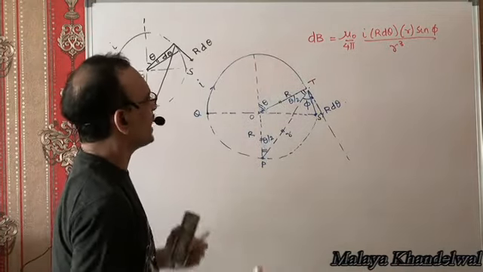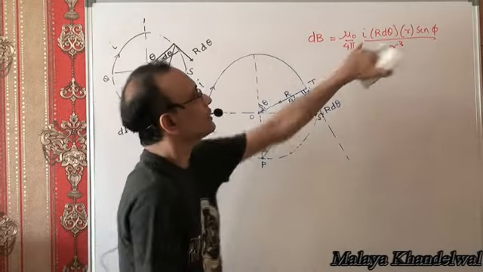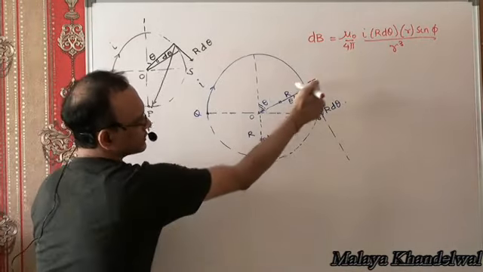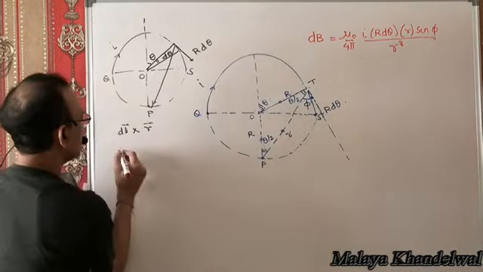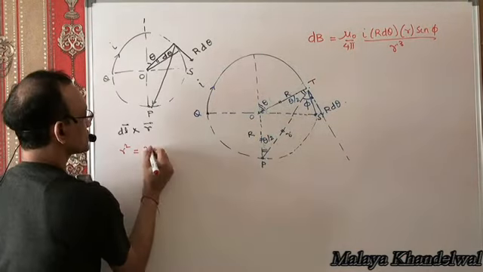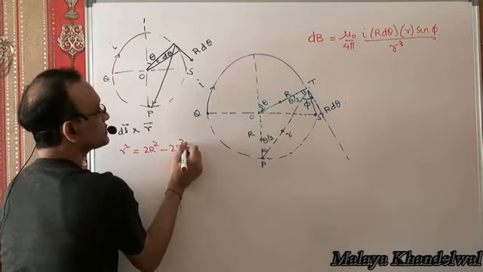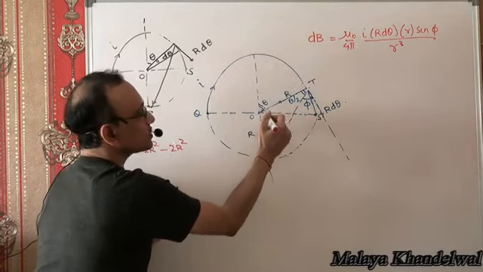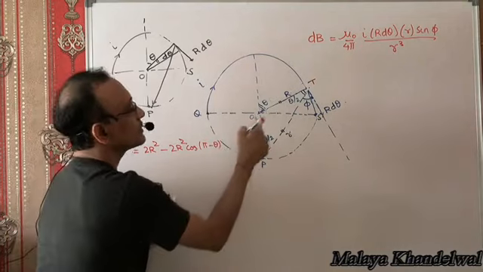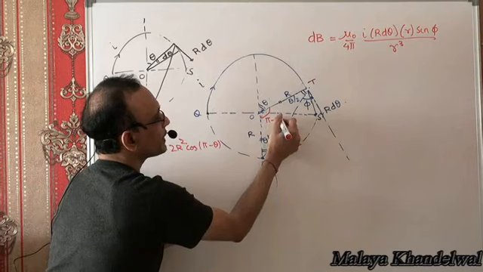Now, we have a mixture of things between θ and φ. Let me write everything in terms of θ. I'll make θ the subject of my integration. So first things first, look at this triangle OTP. We have r squared is capital R squared plus R squared, that is 2R squared, minus 2R squared into cos of this angle. Cos of this angle is what? Cos of π minus θ. Realize that if this is θ, this angle is going to be π minus θ.